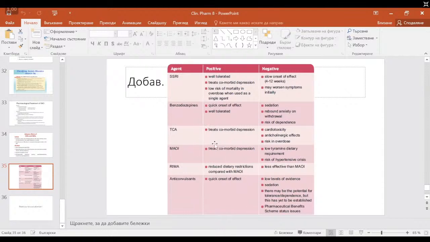The TCAs and MAO inhibitors and RIMA and anticonvulsants are not preferred because they have severe adverse reactions, and their therapeutic index is much lower than the SSRIs and benzodiazepines.